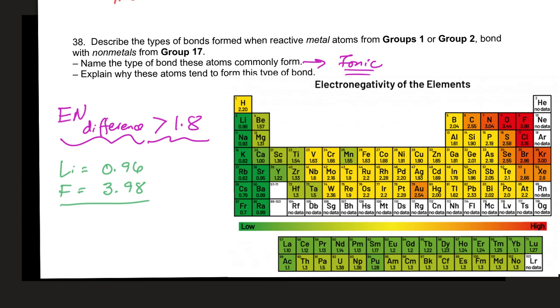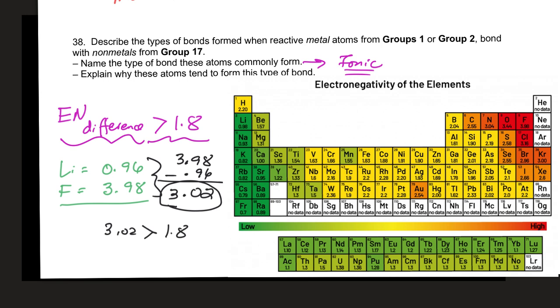So what I'm going to do here is subtract, but I'm going to use the bigger number. So here I'm going to take 3.98 minus 0.98. That gives us a 3 overall. And so if we look at that, notice the huge number. 3.0 is significantly greater than 1.8. So the bond that forms between lithium and fluorine is definitely going to be ionic. All right. And so that's the kind of bond that's going to form with a lot of these atoms in the first group or the second group when they combine with group 17 elements.